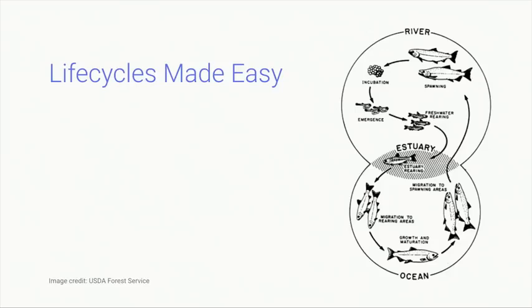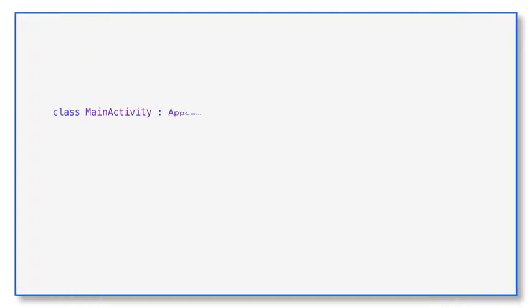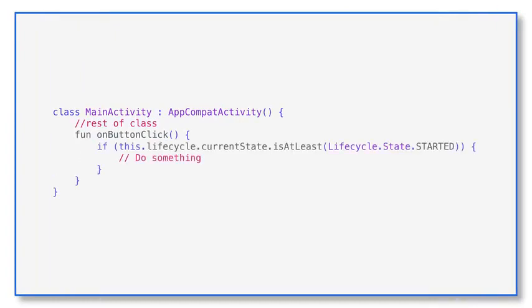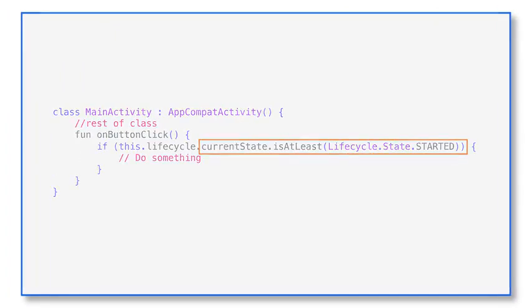In 2017, Google announced the Lifecycle Library, with the goal of simplifying working with the activity and fragment lifecycle. Before the Lifecycle Library, the only way to interact with a fragment or activity lifecycle was through the callback methods, which we've explored in this lesson. The Lifecycle Library introduced the Android lifecycle as an actual object, seen here. This new object can be queried and checked for state.